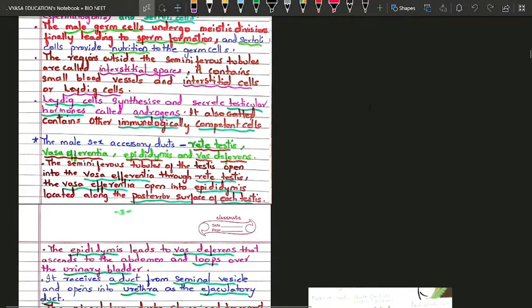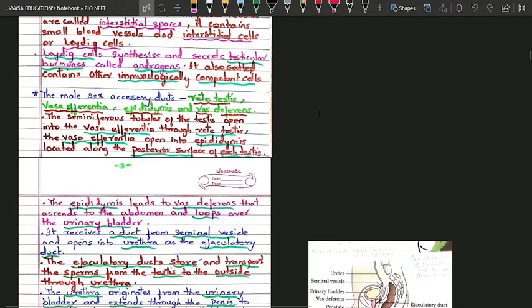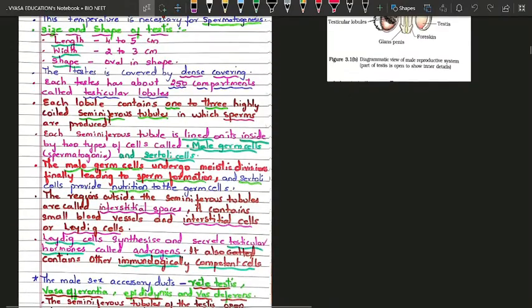The male sex accessory ducts. So what are the male sex accessory ducts? They are the rete testis, vasa efferentia, epididymis, and vas deferens. The seminiferous tubules of the testis open into the vasa efferentia through the rete testis. We'll just see here.